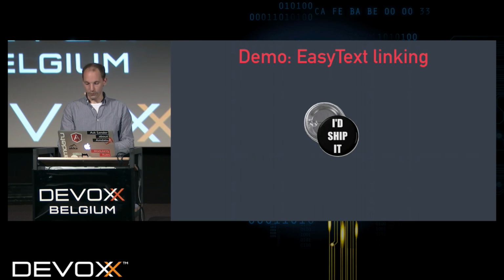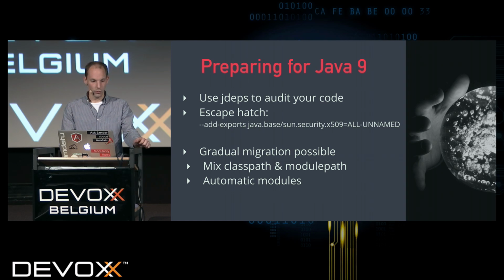So we're nearing the end of the first part, and those were the demos for the first part. What I would like to point out is that now is the time to look at your own code and to prepare for Java 9. And there are some tools, and we're going to talk about those in the second half of the university talk as well. For example, JDeps. You can already use that in Java 8.